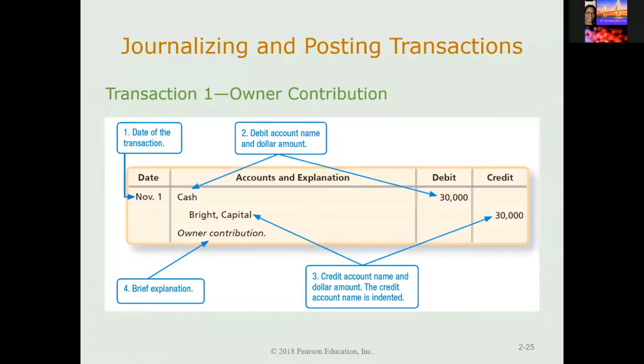In step 3, the transaction is recorded in the journal with a journal entry. You have the date of the transaction, which is November 1st. Then you have the debit account name, which is cash, and the amount. Then you have a credit account name and dollar amount. The credit account is indented here. You have Bright capital, $30,000 credit. And then you have a brief explanation, which is owner contribution.